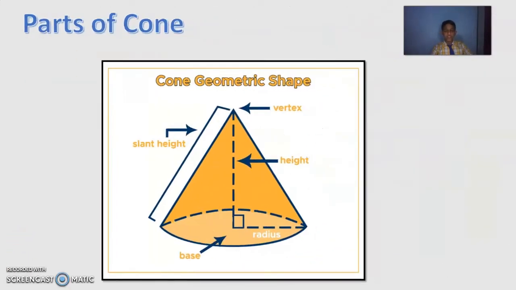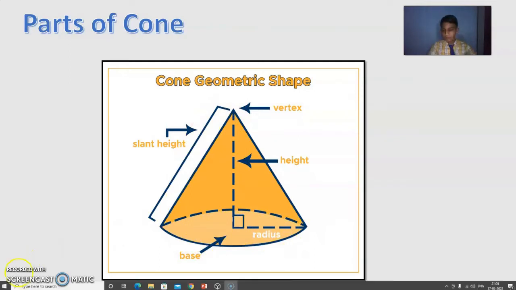These are the parts of a cone. Cone is a geometric shape. This is the vertex of the cone. This is the height. This is the radius. This is the base and this is the slant height of the cone.